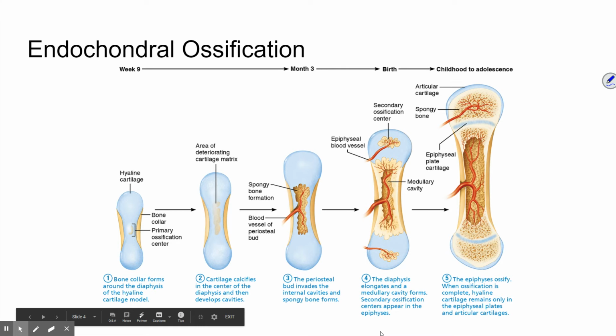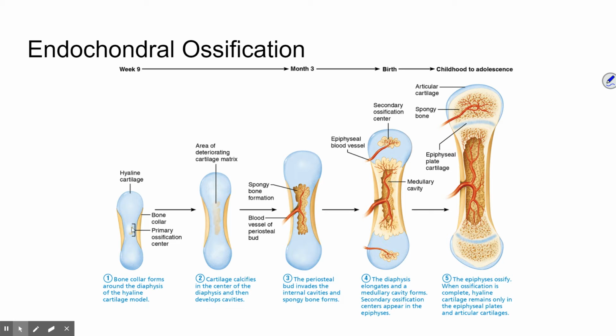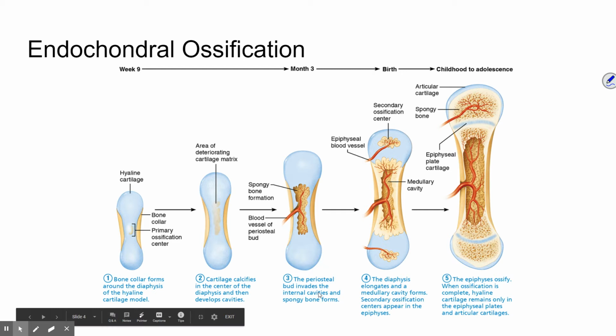The first step is that a bone collar forms around the diaphysis. This is a cross section of the bone, obviously. If you can imagine this being a 3-dimensional structure, this collar develops around the outside of the cartilage. The second step is that calcification also begins in the center of the diaphysis, and the cavity that is found in long bones, which you see really clearly here, also begins to form at this time. In the third step, it's this periosteal bud.